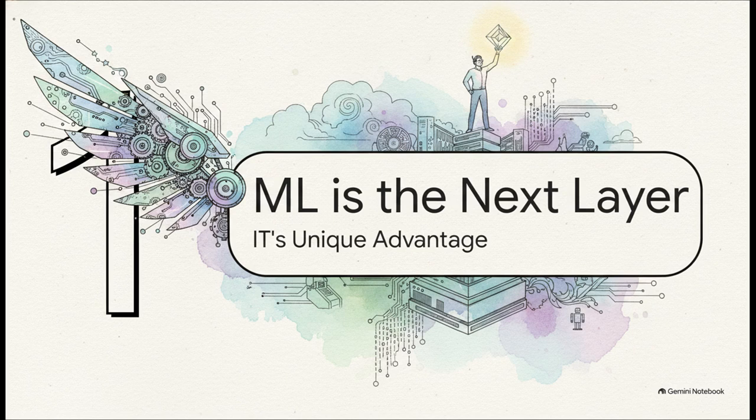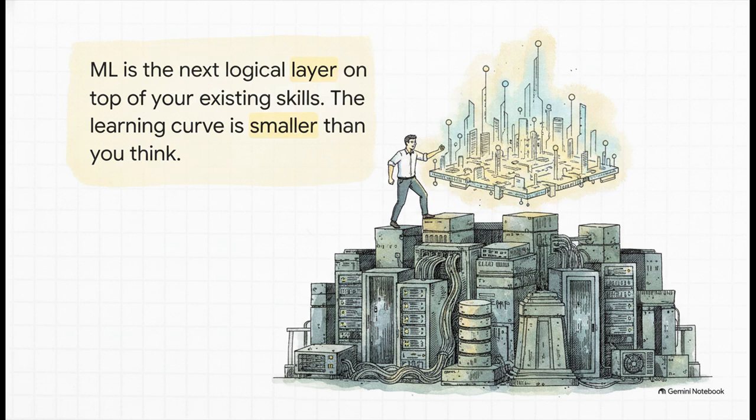All right, moving into Section 1, ML is the next layer. So here's your totally unfair advantage. As an IT professional, you already deeply understand complex systems, right? You get data pipelines, robust infrastructure. Honestly, if you've ever spent 3 hours deciphering a completely cryptic vendor error code at 2 a.m. or troubleshooting a massive BGP routing loop, you already have the analytical mindset for this. ML is really just the next logical layer on top of the skills you already have. The learning curve, it's way smaller than you think. You don't need a math PhD to make this work. You're just shifting from reactive firefighting to proactive, highly accurate capacity forecasting and intelligent alert triage.